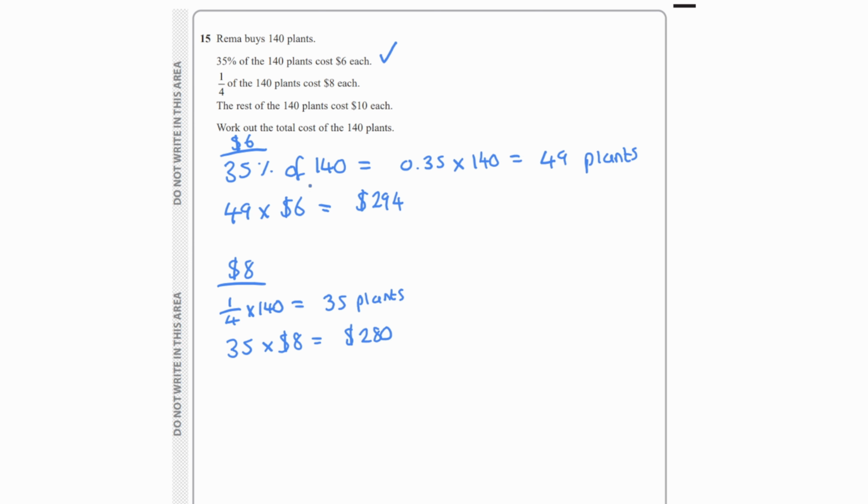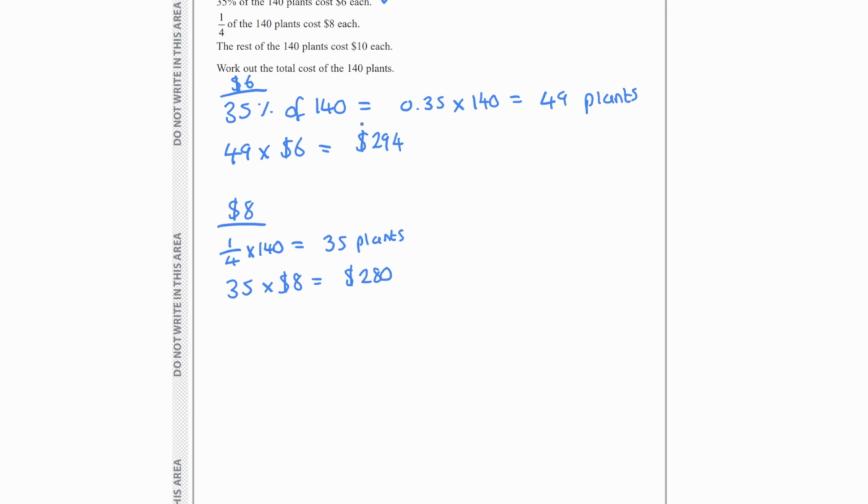And then the rest of the plants cost $10 each. So we're looking at our $10 plants. We're looking at the rest of the plants. So there were 140 plants. We want to take away the 49 and the 35 that we've already accounted for to work out how many plants remain. That comes out at 56 plants.